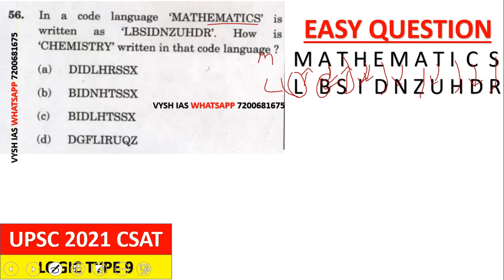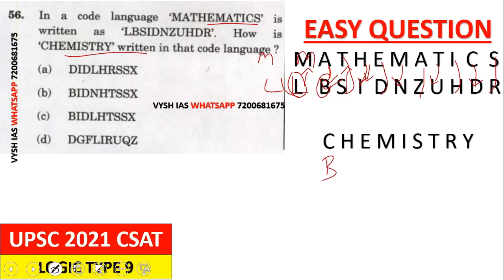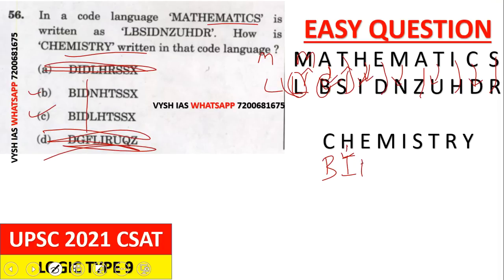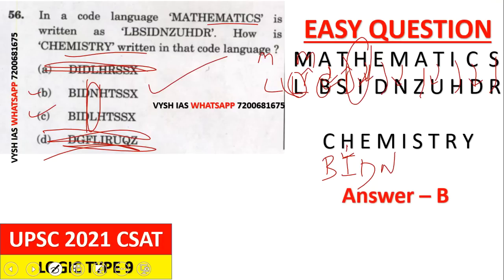This same pattern they are asking: how will you write chemistry? Here M became L, so the previous letter they have written. So it will become B. But for the next one you have to write the next letter, so we got B and I. These two are done. The next letter they have given already, D. With the fourth letter you have to write the next letter, which is N. So you got the answer BIDN. The remaining you don't even have to do. Answer is B.